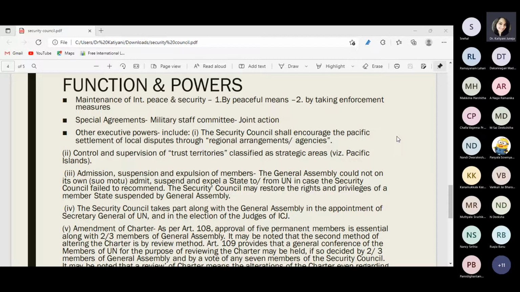The second aspect of this is by taking enforcement actions, or enforcement procedures. Ma'am, can you list it once again?